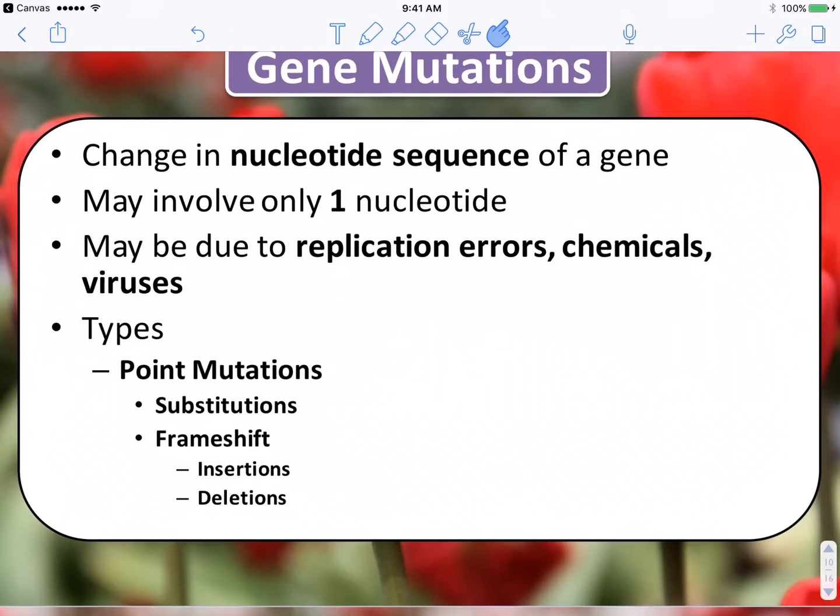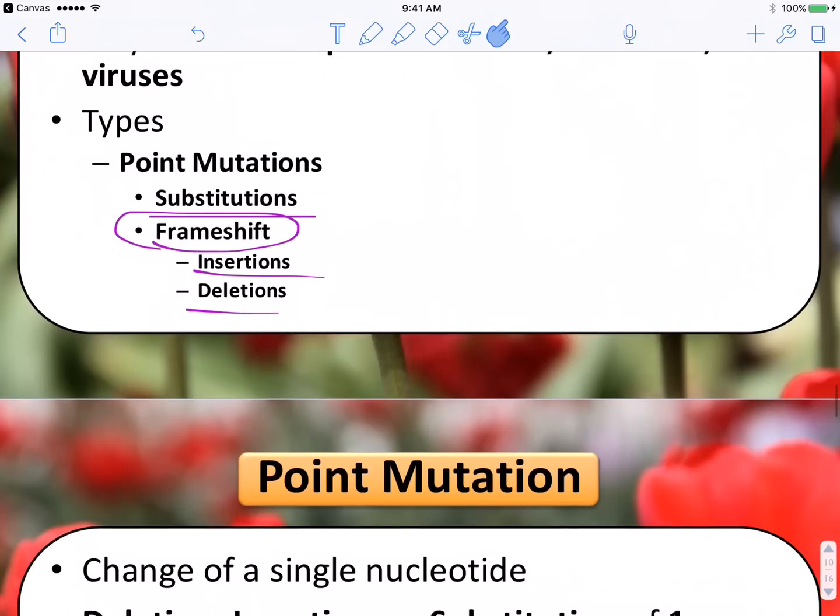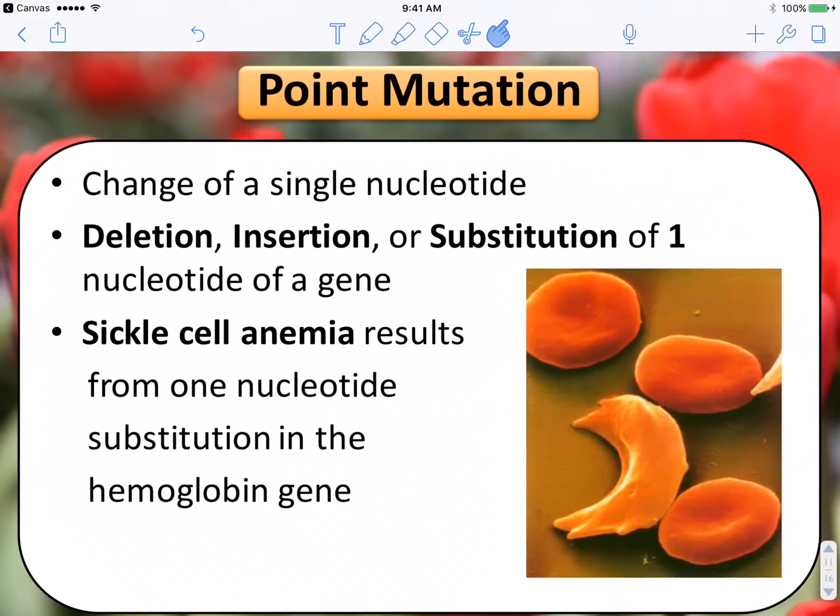We've covered chromosome mutations, so now let's move on to gene mutations. There's three types, and they're all called point mutations. Substitutions would be our first type that we'll cover. And then there's also something called frame shift mutations, and these are insertions or deletions. So first, let's cover substitutions.